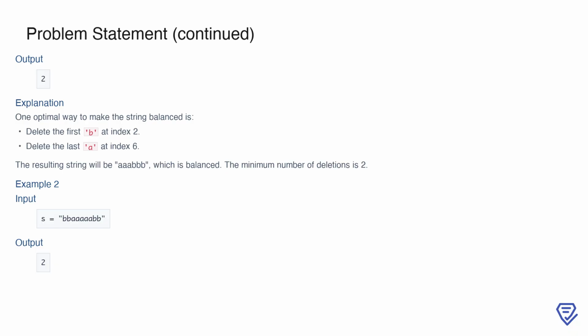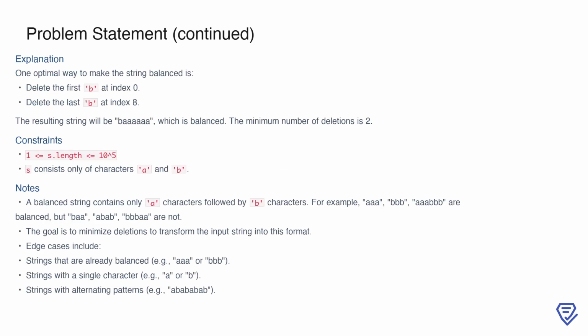Similarly, in the second example, if the input is baab, the output is also 2. Here, we can delete the B at index 0 and the B at the end. The resulting string, aa, is balanced because all remaining characters occur before any B. To summarize the second example, deleting the B at the start and the B at the end ensures there is no BA pattern in the resulting string. The output is 2 deletions.